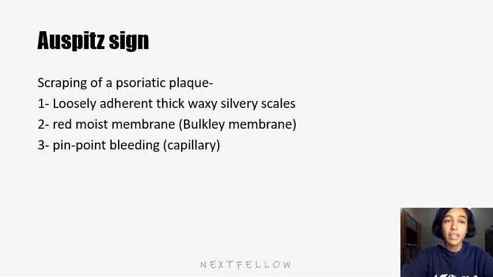Auspitz sign is a clinical sign which is demonstrated in plaque of classical psoriasis vulgaris. When we scrape a psoriatic plaque with a glass slide, the first thing you remove will be the loosely adherent thick waxy silver scales. The next layer is a red moist membrane known as the Bulkley's membrane. When you scrape that, that is the dermoepidermal junction, you will reveal pinpoint bleeding. That is because of the dilated capillaries in the dermis. So this is Auspitz sign seen in psoriasis.